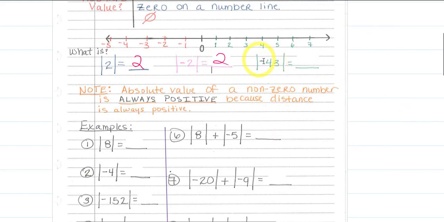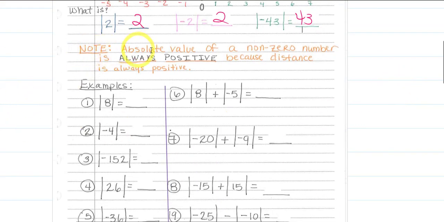We have the absolute value of -43. Now, I don't have that far written on my number line, but again, I know this is talking about how far away -43 is. So if I was standing at 0 and I wanted to walk to -43, I'd go in this direction, but I'm still walking 43 units or 43 steps. So the absolute value for -43 is going to be a +43. So here we have a note: the absolute value of a non-zero number, so any number that's not 0, is always positive because distance is always positive, okay?